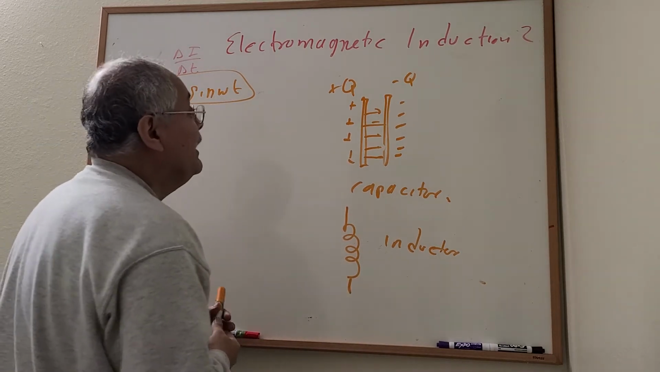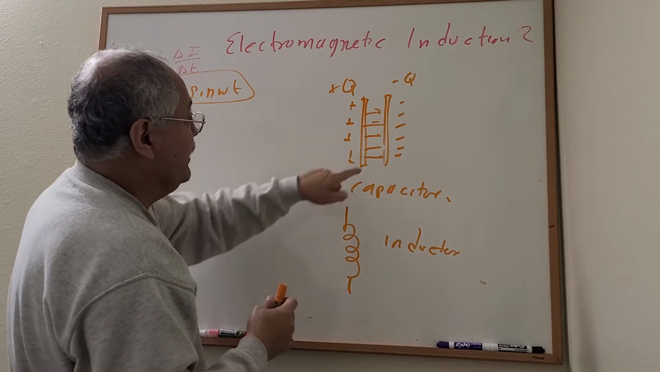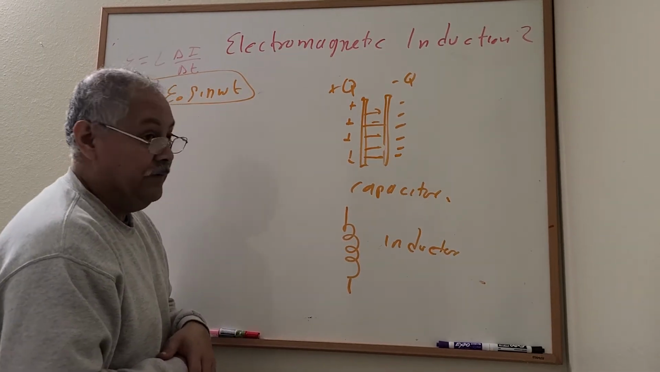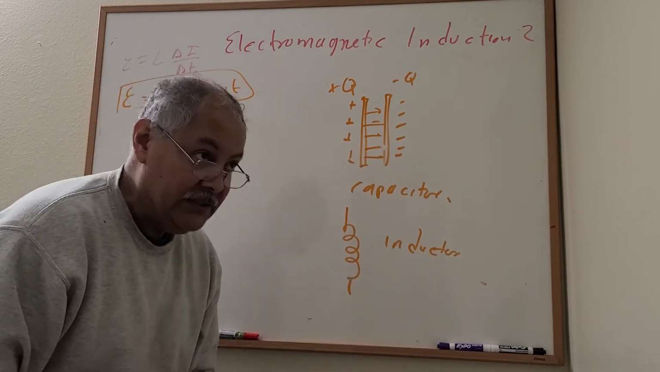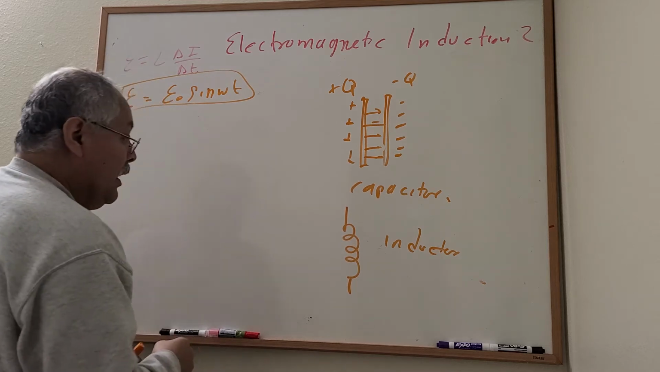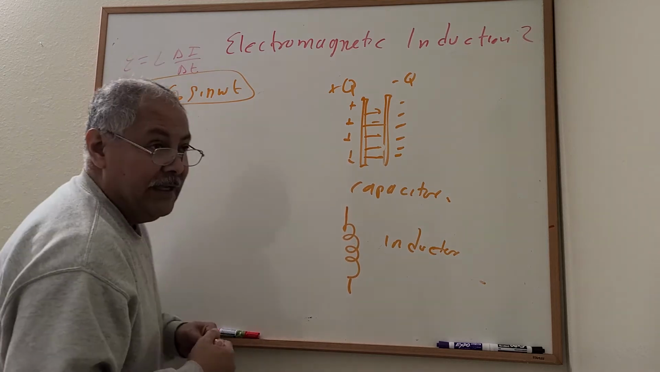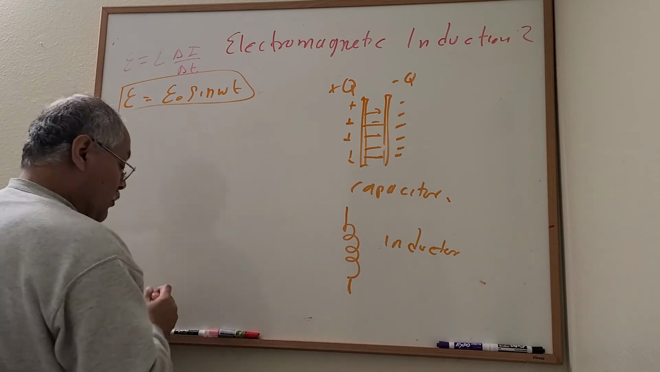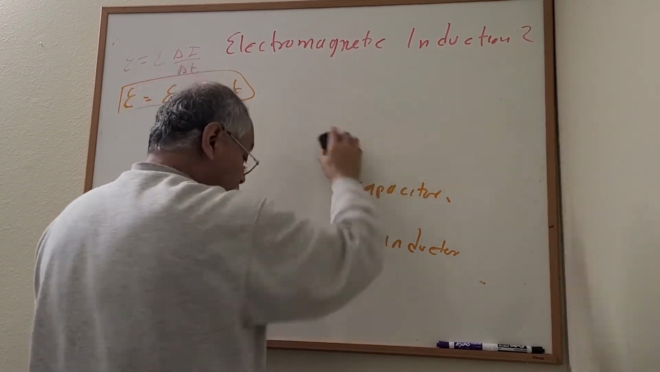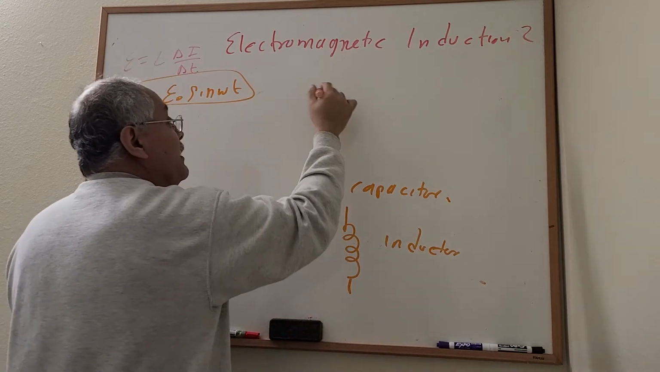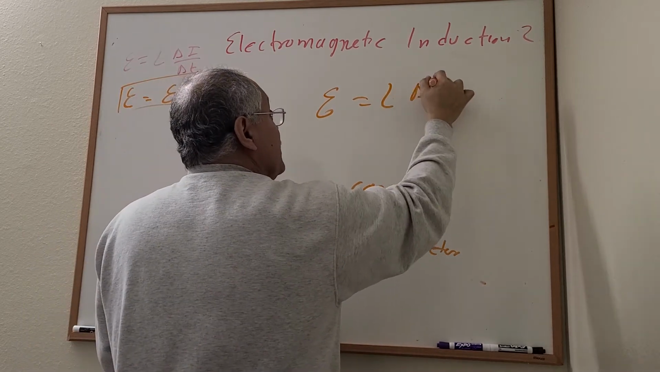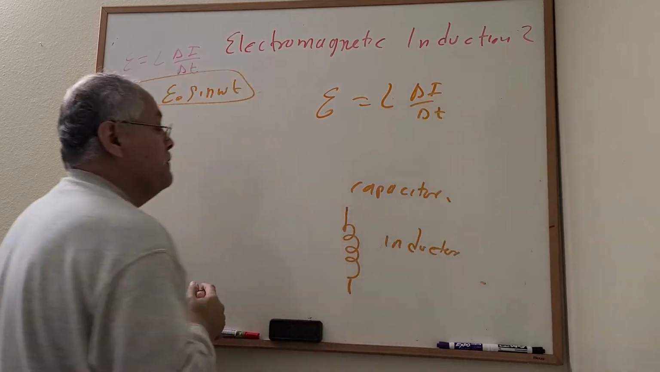Let's do it. The energy stored in a capacitor was found. Let's do the same thing for the inductor. Let's try to find the energy stored in the inductor. Remember, how do we define the electromotive force produced by the inductor? Well, let's define it this way: electromotive force is equal to the inductance times the change in current with respect to time.